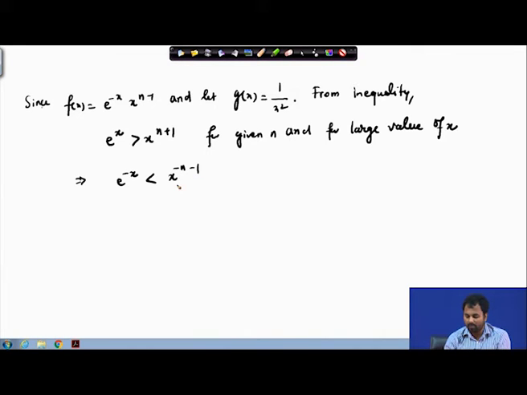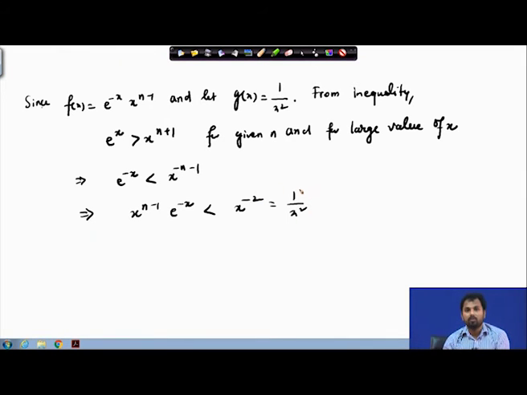Now, if I multiply both sides by x to the power n minus 1, since x is positive, the inequality will remain unchanged, and therefore x to the power n minus 1 times e to the power minus x is less than x to the power minus 2, which is 1 by x square. So, this is my g(x), this is my f(x), and obviously this is a positive quantity. So, we have the first part of our comparison test of inequality type.